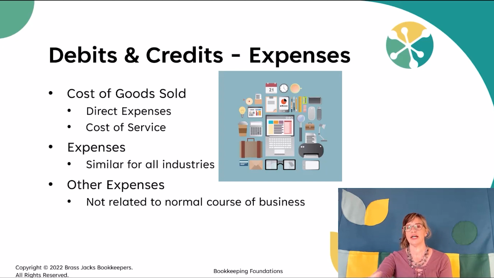We often hear cost of goods sold with the idea that you're selling products. And so if I had a clothing store, when I sold clothing, the cost of that clothing would go into cost of goods sold. It's a direct expense from selling the clothing. In QuickBooks Online, they call it cost of service, just to switch things up a little bit. But there is a cost to providing a service.